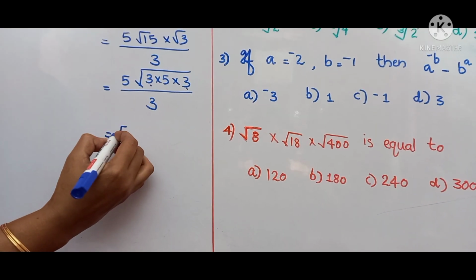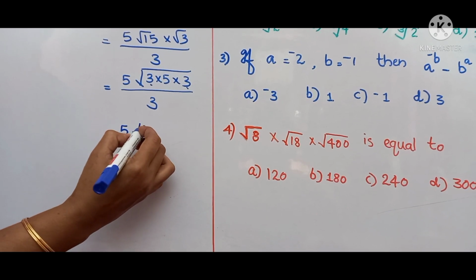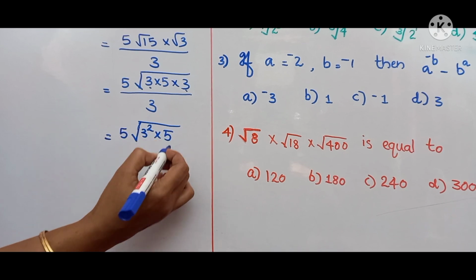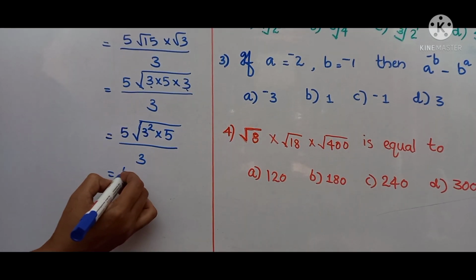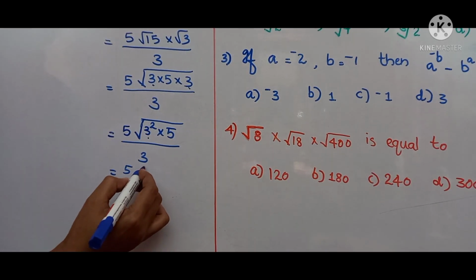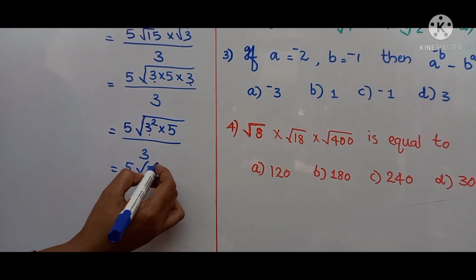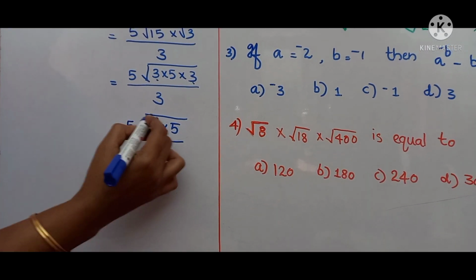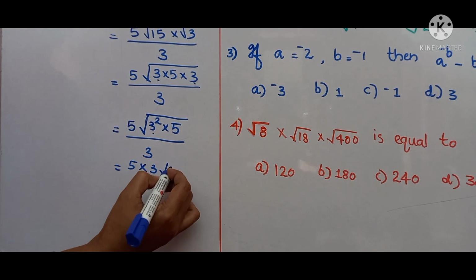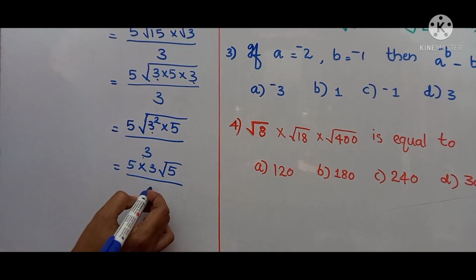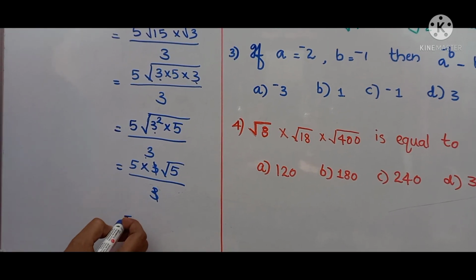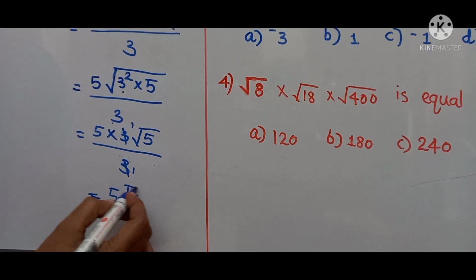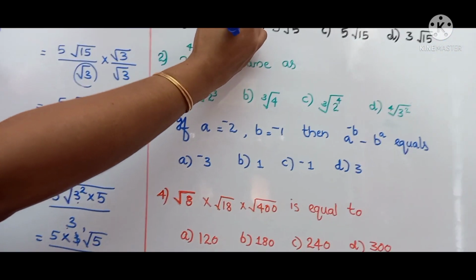That is equal to 5 into square root of 3 into 3, 3 square, into 5 divided by 3. That is equal to 5 into 3 square. Square root of 3 square is 3 itself. Then that 3 we can take outside and in the square root, 5 only remains there. Then divided by this 3. Then 3 and 3 can be divided by 3 itself. Then we are getting 5 root 5. And here it is given in the options, 5 root 5. This is the answer.